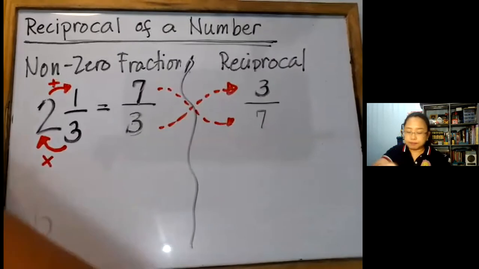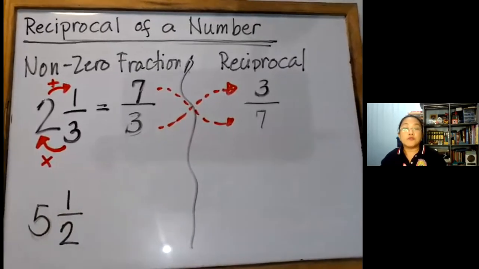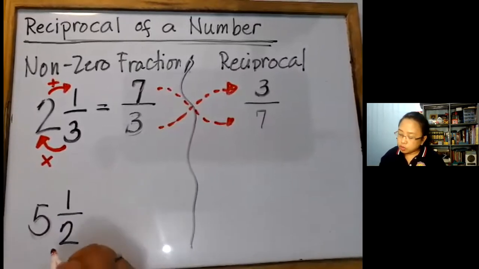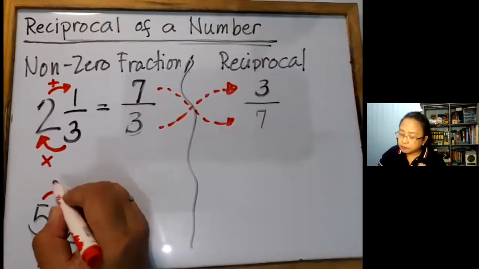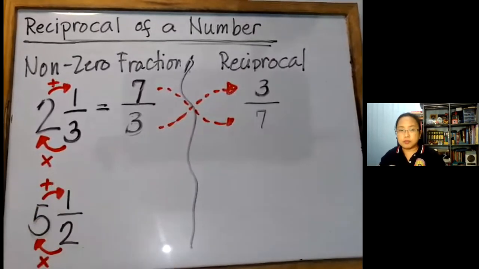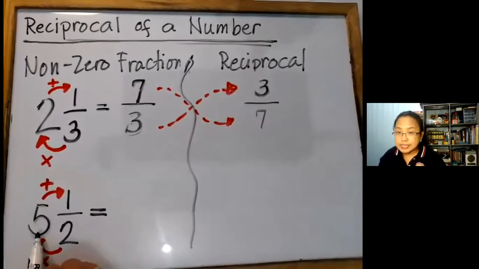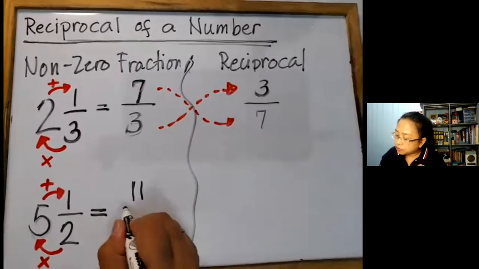Suppose we have 5 and 1/2. Okay? So 5 and 1/2, again, is a mixed number. So what do we do? Anong gagawin natin? Kailangan nating i-rename yung 5 and 1/2 into an improper fraction. So to do so, we need to multiply the denominator to the whole number and then add whatever comes out of that, the numerator. We add the numerator. Okay, so let's do this. 2 times 5 is 10 plus 1 is 11 over 2.